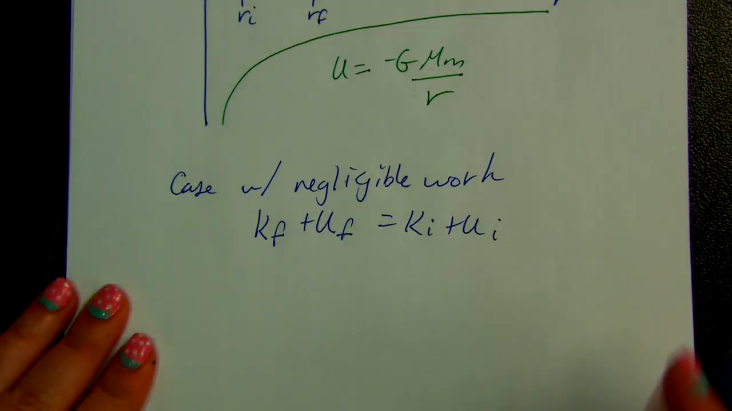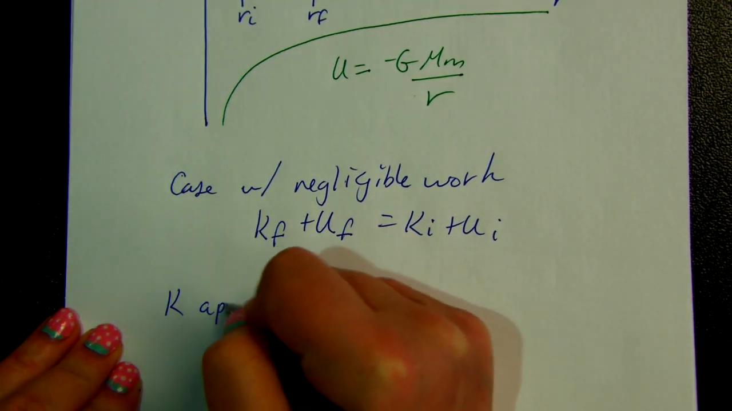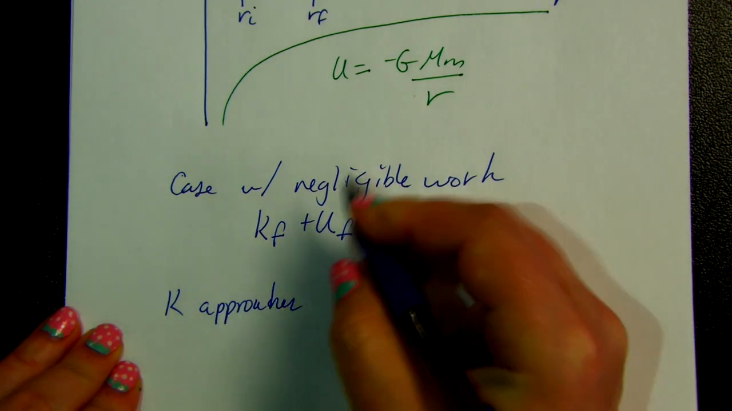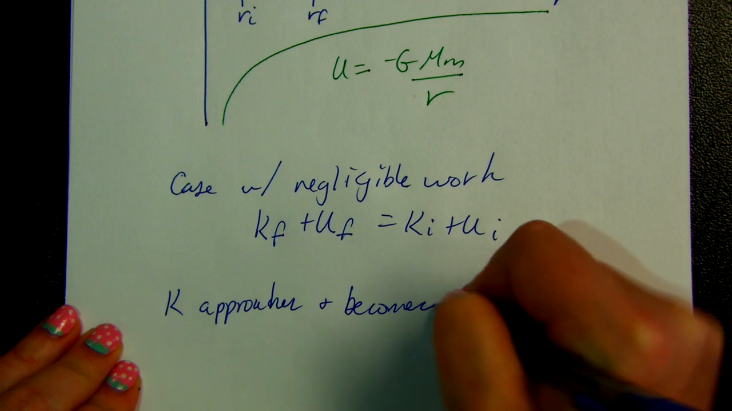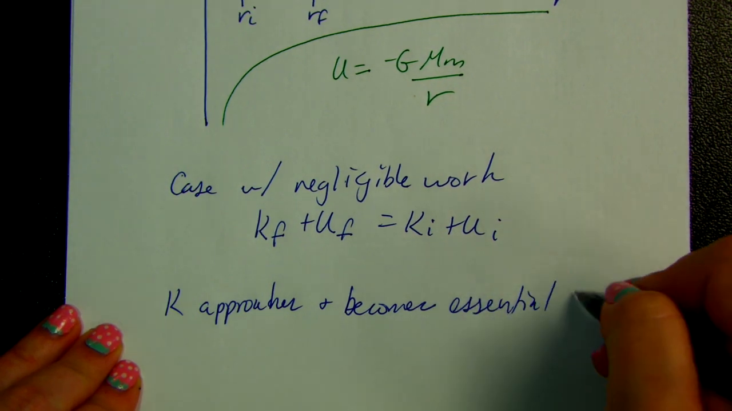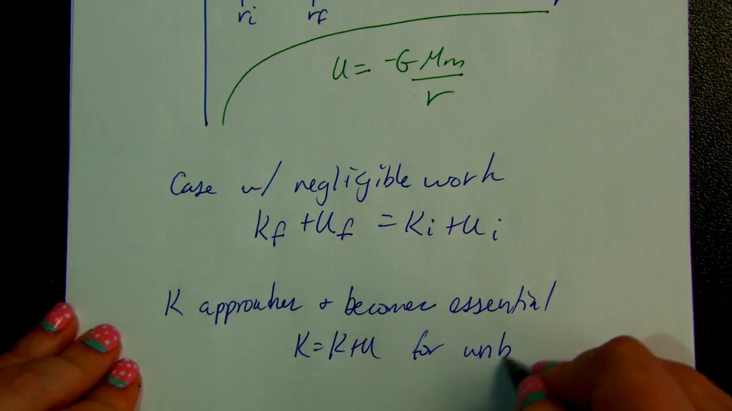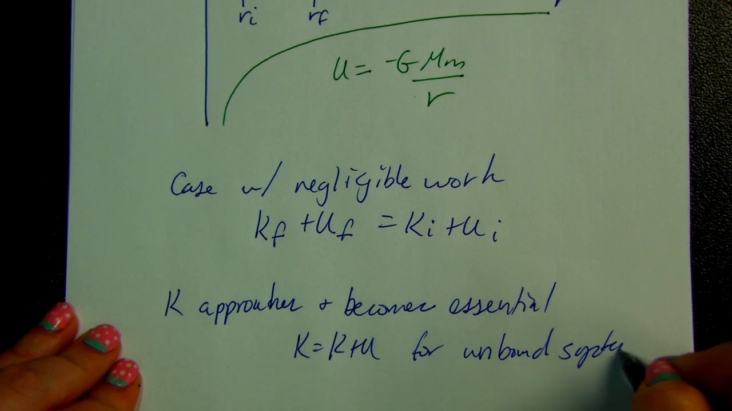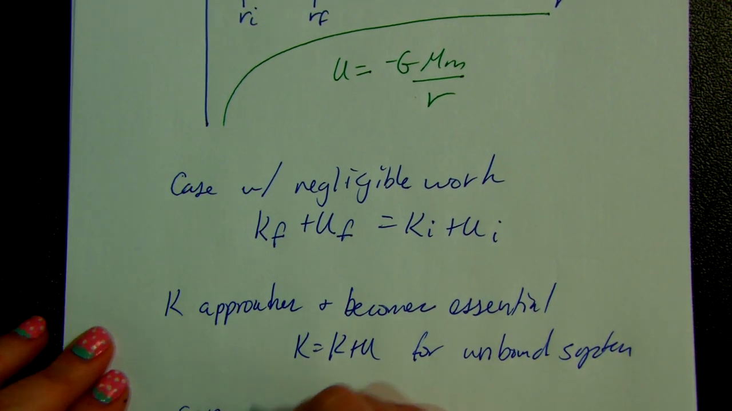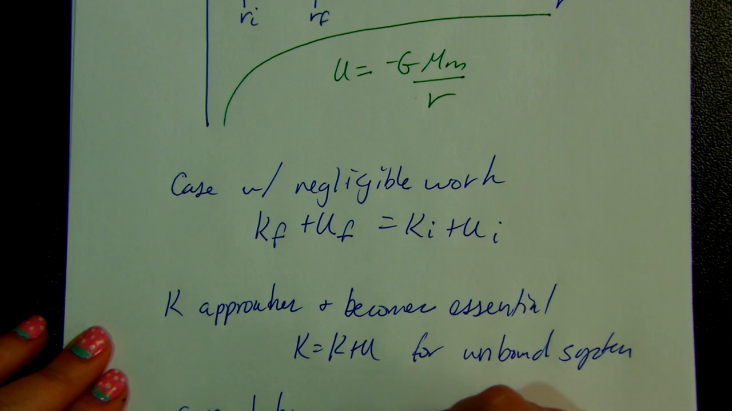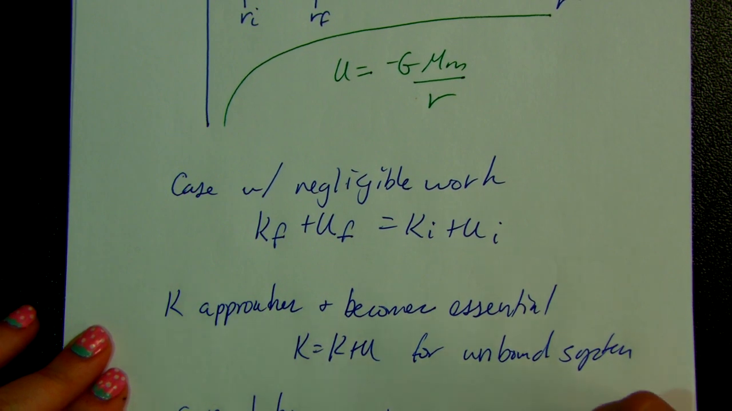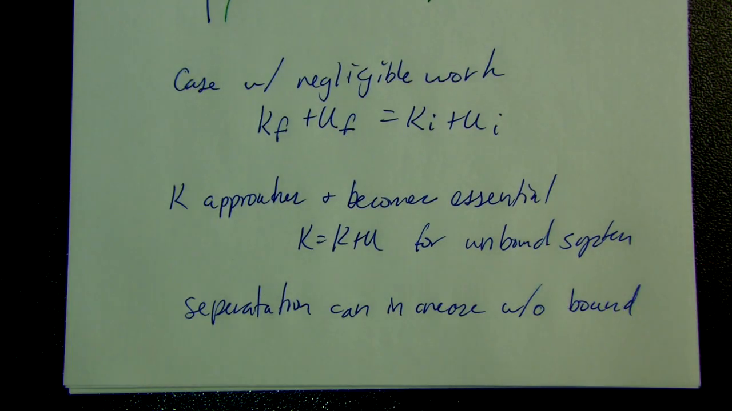So K approaches and becomes essentially constant for an unbound system. So separation can increase without bound. This will get more and more fleshed out as we go deeper and deeper into the energy principle. But just for now, this is the key concept from this particular setup.